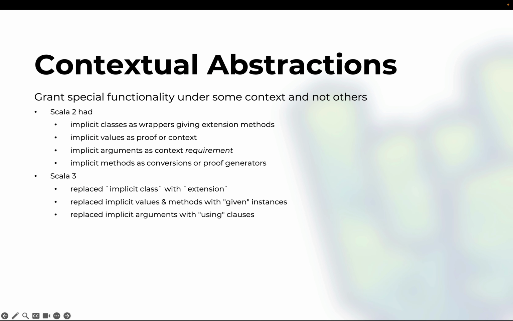Then Scala 3 replaced the implicit keyword with new keywords for new situations, with their respective meaning in their respective fields. So we had the implicit class now replaced with the extension keyword, which is far clearer. Then we have implicit values and methods replaced with given instances, and the implicit arguments with using clauses. So now it's very clear which contextual abstraction should be used when, instead of relying on the old implicit keyword.